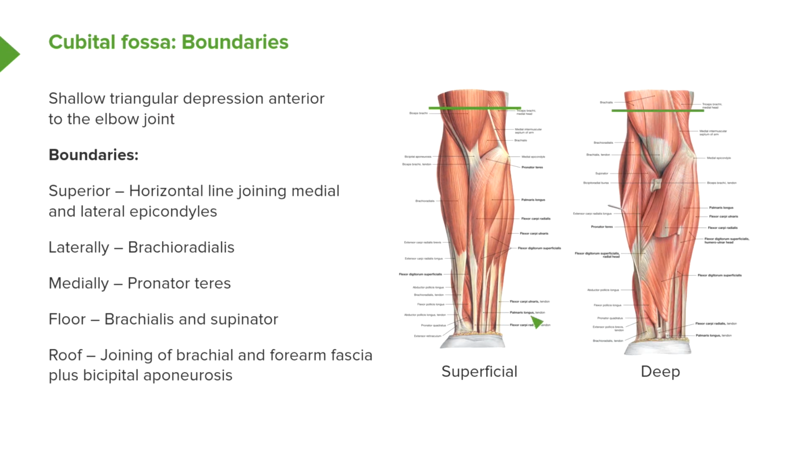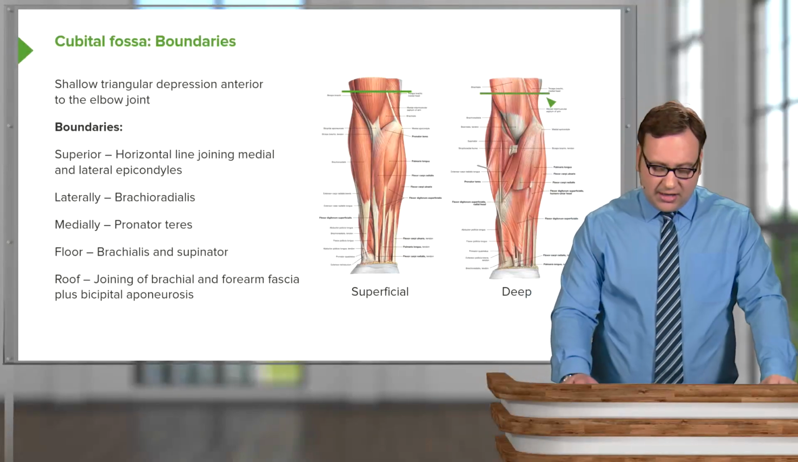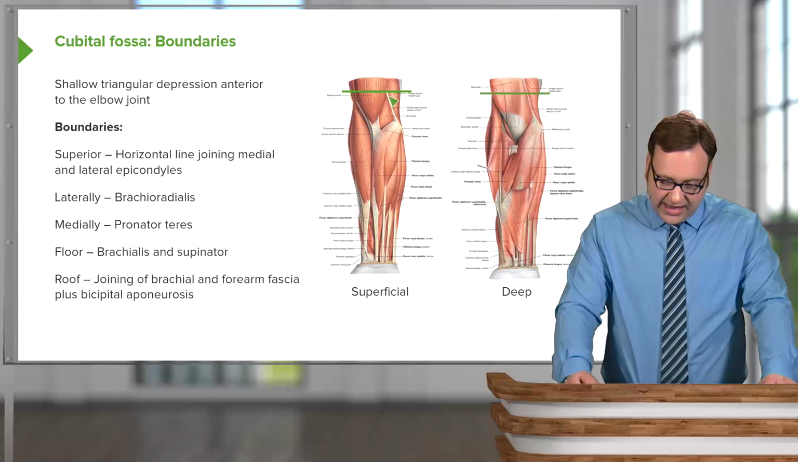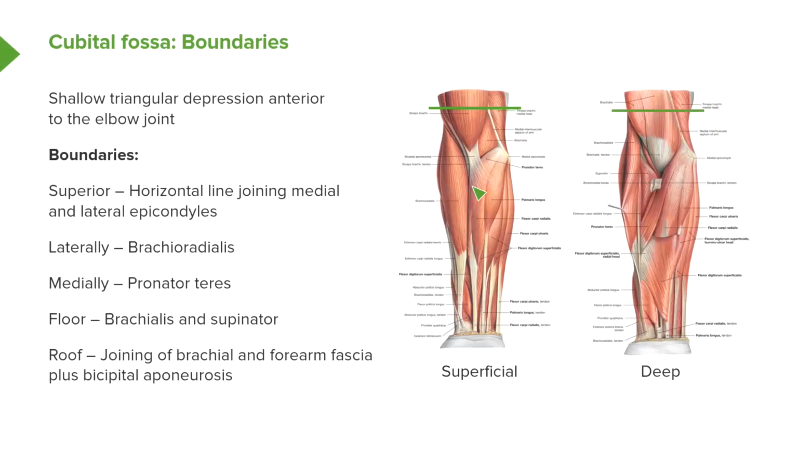If we just look at the boundaries to start off with, the cubital fossa is this shallow triangular depression directly anterior to the elbow joint. The boundary superiorly is a horizontal line indicated here in green. It's really an imaginary line that's running between the medial and lateral epicondyles. So it's running here. We've then got the apex of the triangle being formed laterally by brachioradialis muscle, we can see here, and medially by pronator teres muscle, we can see here. So if we continue these boundaries up to the superior boundary, we can find our triangle. And this is our cubital fossa.